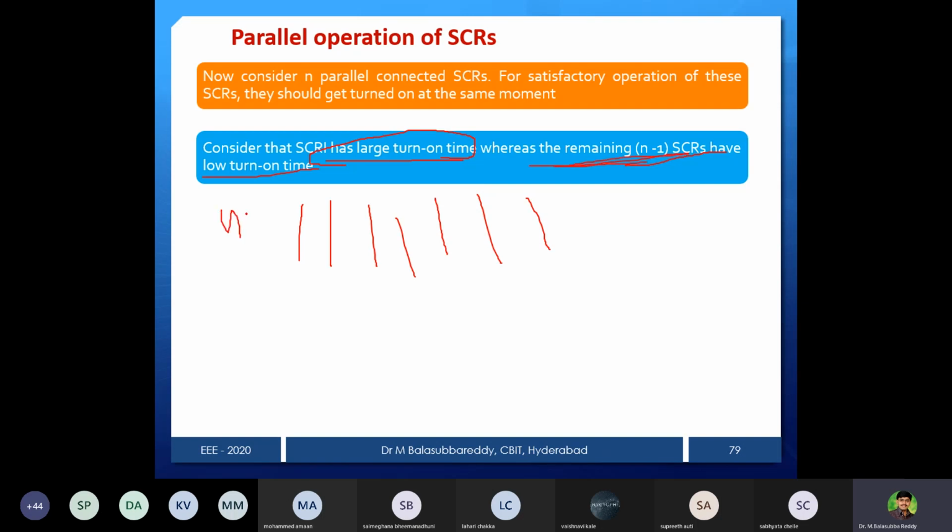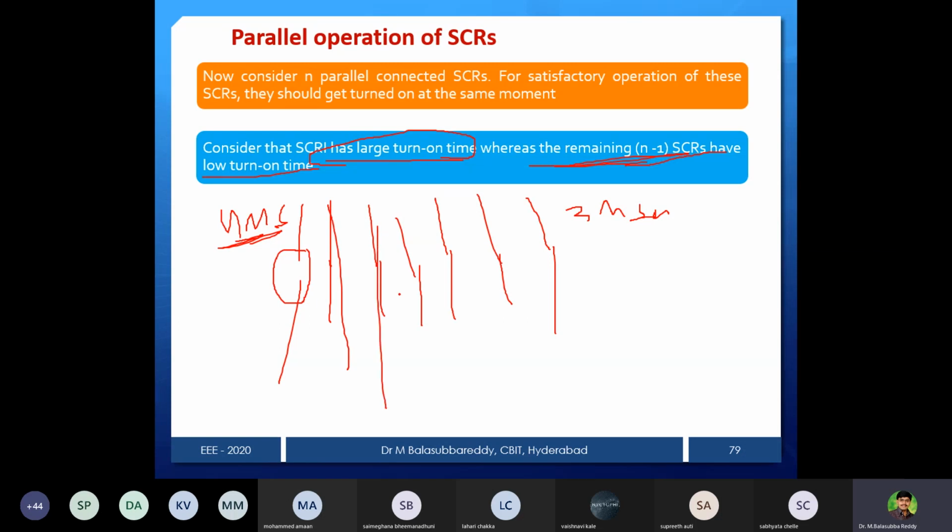Let's consider this is 4 microseconds, and the remaining SCRs are 3 microseconds. Then what will happen? All the remaining SCRs will turn on first, but this one is unable to turn on. What is the problem? We required 4 microseconds of time, but at the 3rd microsecond, all the SCRs are on. Then the voltage drop across that string.